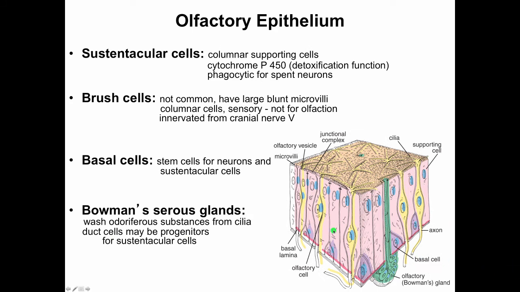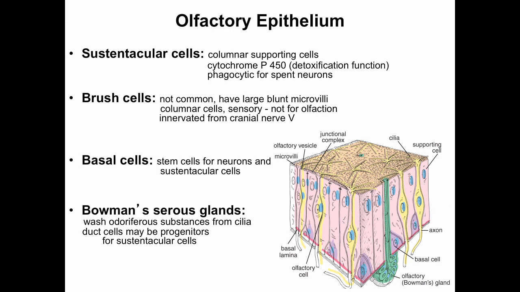There are also groups of cells that are supporting cells or sustentacular cells. These function actually to detoxify substances that are brought into the respiratory tract. They have cytochrome P450 components in them. They may also be phagocytic for spent or damaged neurons. There are brush cells, which are not really shown on this cartoon. They have large but blunt microvilli on them. They are columnar cells. As we said, they function for general sensation, not for olfaction, so they're innervated by cells from cranial nerve number 5.